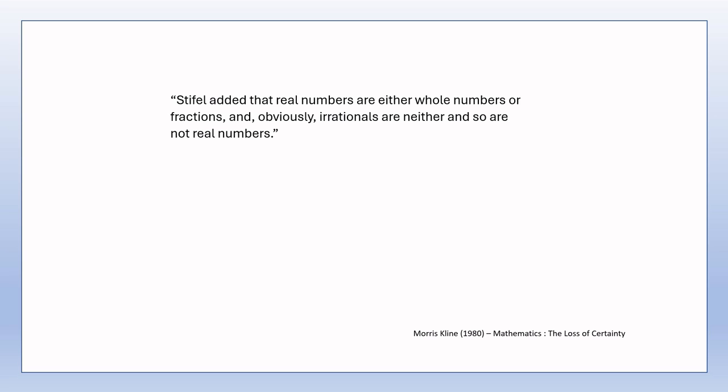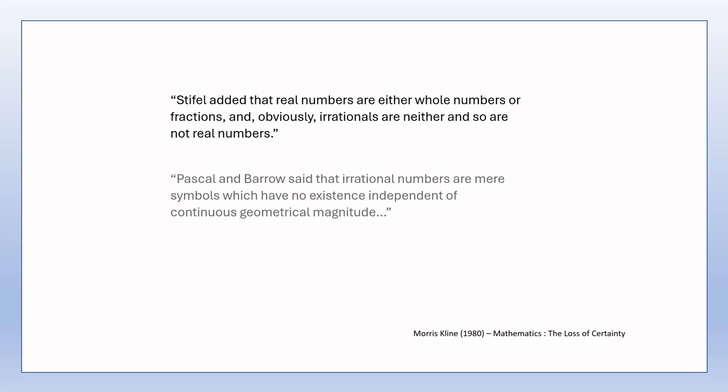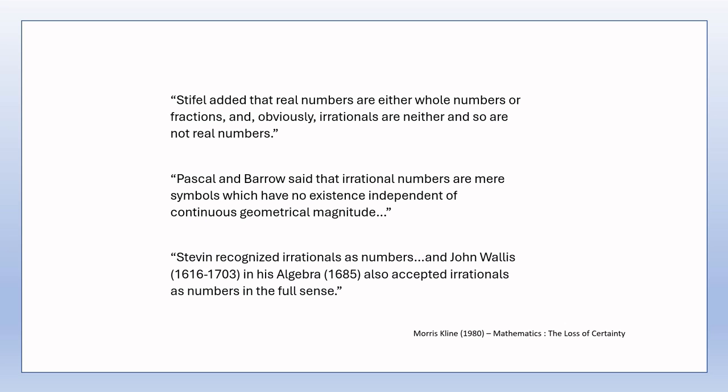Klein also says, Pascal and Barrow said that irrational numbers are mere symbols which have no existence independent of continuous geometrical magnitude. And Stevin recognised irrationals as numbers, and John Wallis, in his Algebra of 1685, also accepted irrationals as numbers in the full sense. What's perhaps more surprising are the reactions towards negative numbers. Here's another interesting quote from Klein.